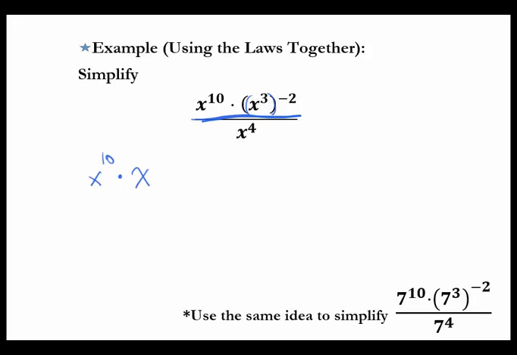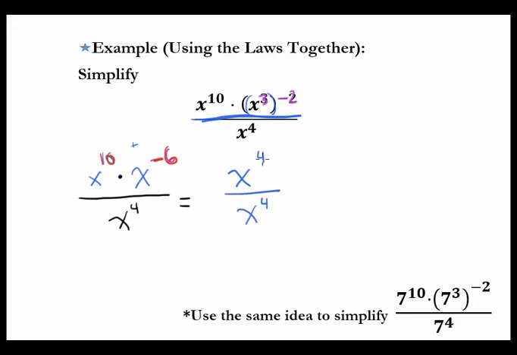So 3 times -2, so this is 3 and negative 2. That's going to be negative 6. And we can keep going, and now I'm just going to copy down what I had below here, x to the 4th power. Now what's my next step? Well, I know that if I multiply two exponents that have the same base, I can add the exponent powers. That's another of these laws that we learned. So on the top here is going to be x to the 10 plus negative 6, which is 4, all over x to the 4th.